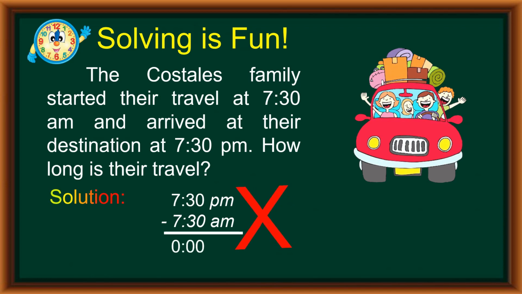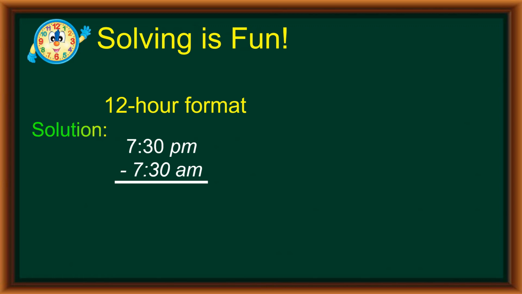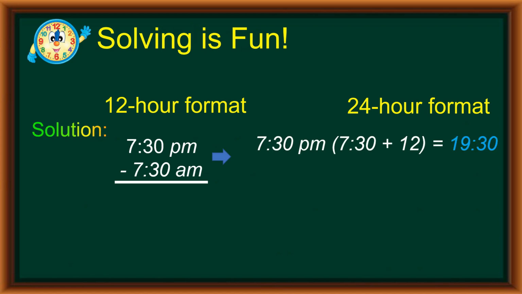That's correct. Our quantities are in different time periods. The starting time is in antemeridian or before noon, and the terminal time is in postmeridian or afternoon. Our previous lesson in converting from 12-hour to 24-hour format is now very much applicable to this problem. Our solution, therefore, is to first convert 7:30 p.m., which is in 12-hour format, to 24-hour format. The result will be 19:30 by just adding 12, and 7:30 a.m. is the same as 7:30.